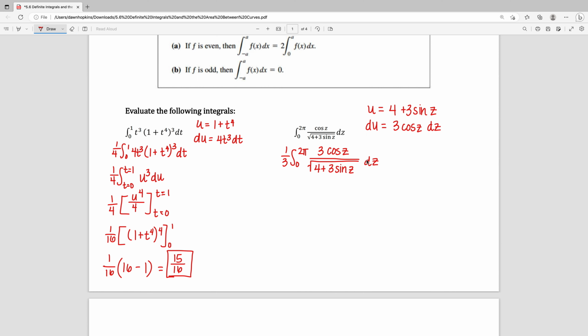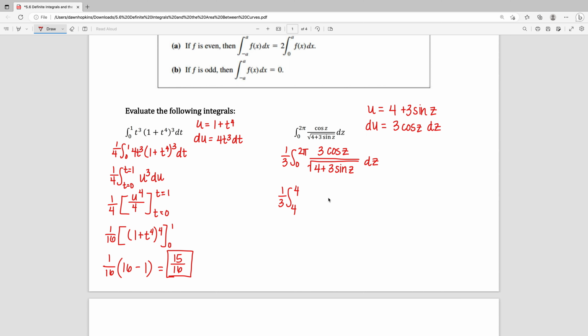So I can go ahead and do my u substitution, but in this case, I'm going to also change my upper and lower bounds. If z is 0, sine of 0 is still 0. 3 times 0, 0. So we have 4 plus 0, or 4. Then I look at 2 pi. Sine of 2 pi, well, that's 0 as well. 3 times 0, still 0. 4 plus 0 is 4.